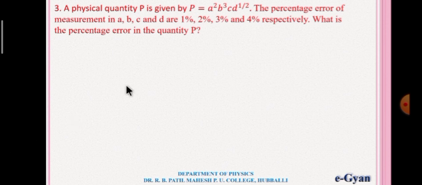Question is, the expression for P is given, that is A square into B cube into C into D to the power of 1 by 2, and percentage error in each quantity is given by 1%, 2%, 3% and 4%. Okay, if there is error in these quantities, obviously there will be error in P also. And the question is, what is the percentage error in P? The options are option A 8%, option B 5%, option C 13%, option D 14%.